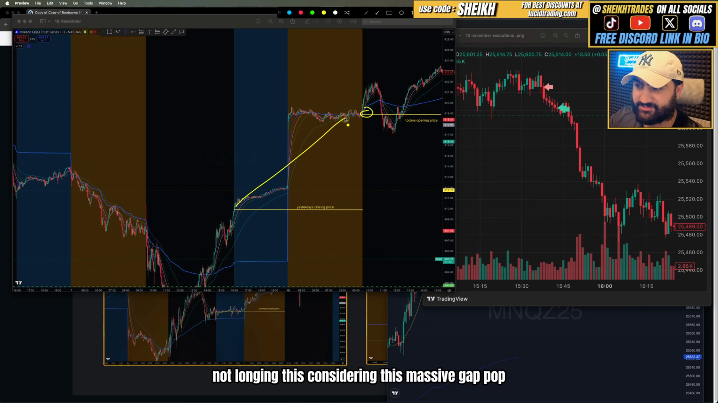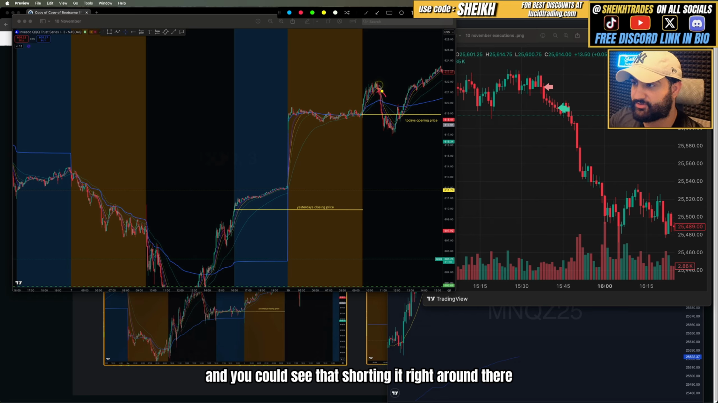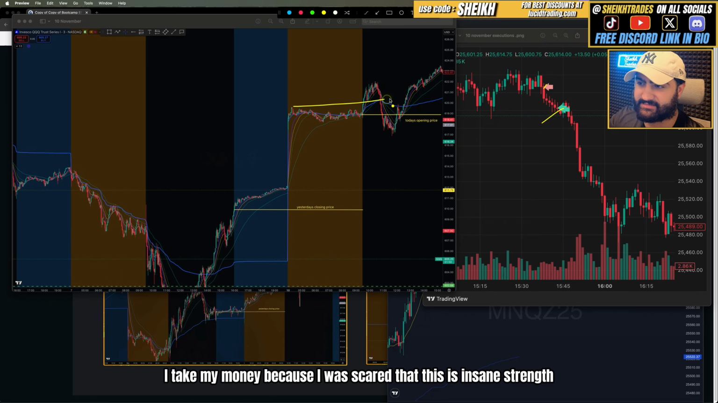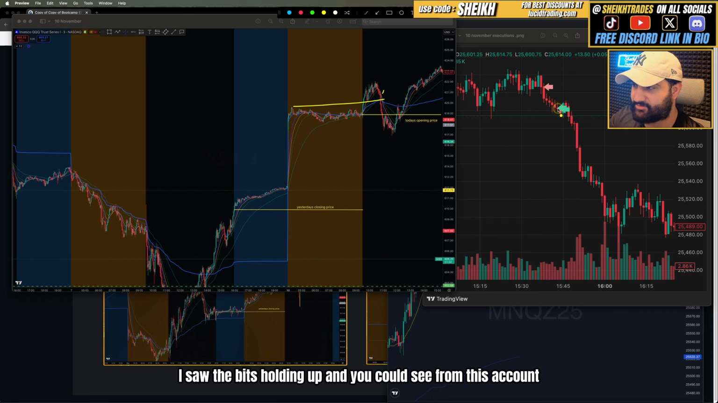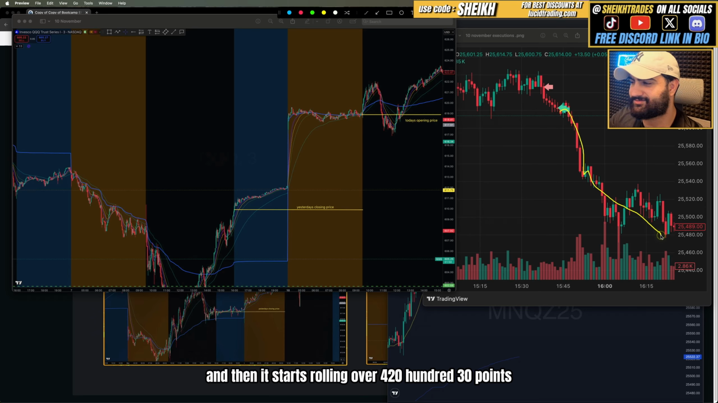So what do I do? I wait for the pop. It does the pop, and I start shorting it backside right around here. And you could see that shorting it right around there, I'm short. I take my money because I was scared that this is insane strength and it's holding up. I saw the bids holding up, and I was like, I'm done with it. And then it starts rolling over for 120, 130 points.